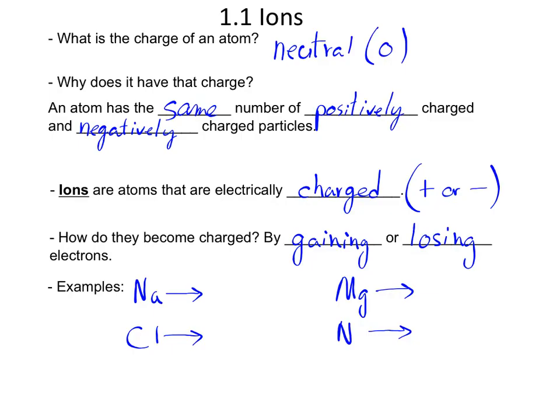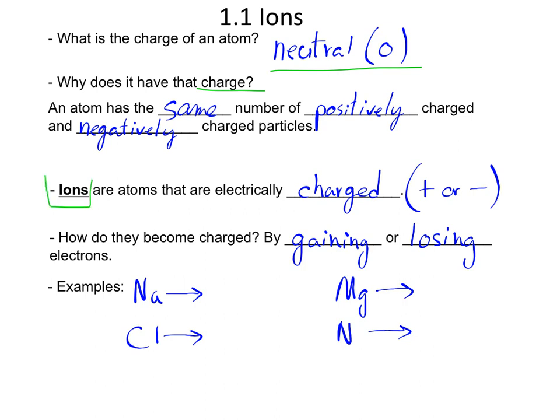1.1 Ions. First, let's remember, what is the charge of all atoms? Well, we said it was neutral. It's 0 for all of them. And why does it have that charge? Well, an atom has the same number of positively charged and negatively charged particles. So that means you have the same number of protons and electrons. So when you add up those charges, the charge is always equal to 0. That was true for all atoms.